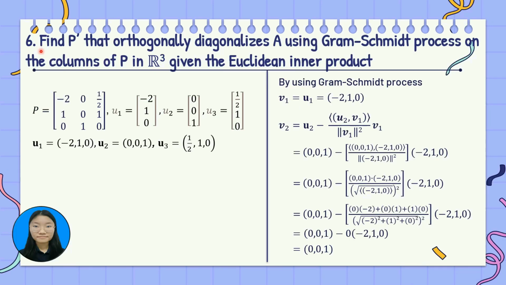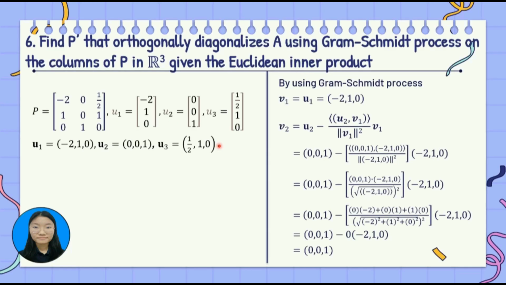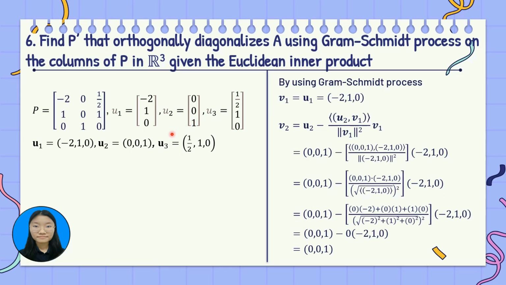For question 6, we need to find P prime that orthogonally diagonalizes A using the Gram-Schmidt process on the columns of P from question 2 in space R3 given the Euclidean inner product. For matrix P, we denote the columns as U1, U2, and U3, in which U1 equals -2, 1, 0, U2 equals 0, 0, 1, U3 equals 1 over 2, 1, 0.